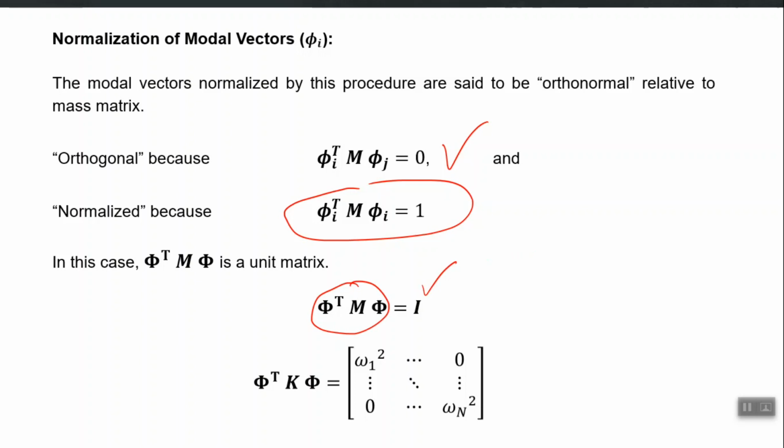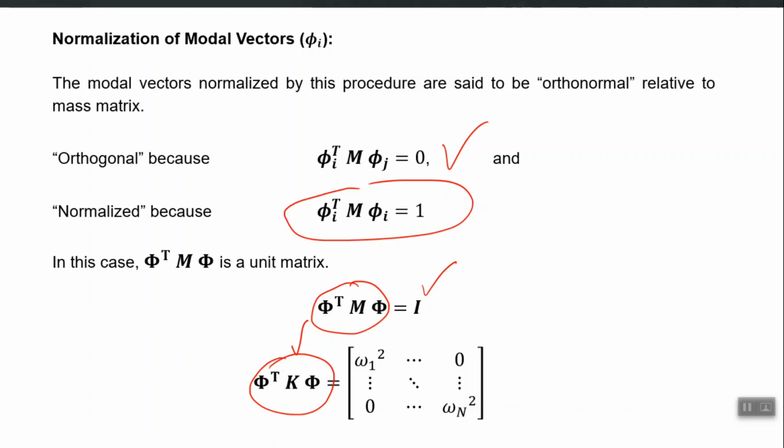So, this is a convenient way of reporting or normalizing mode shapes: normalize them such that the modal mass of that mode becomes unity, right. So, this is another normalization scheme. In that case, this product phi transpose k phi will become omega 1 square, omega 2 square, omega 3 square, because mu 1, mu 2, mu 3 are all 1, right. So, this product will give you a matrix containing natural frequency squares on the diagonal, right.